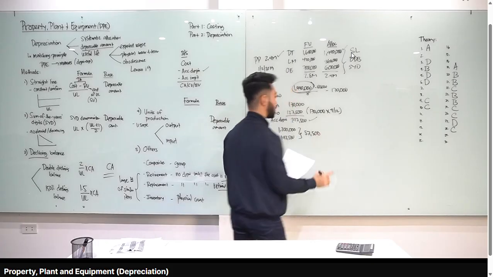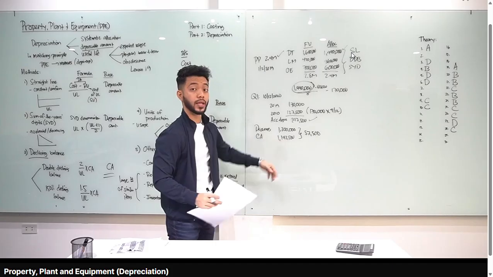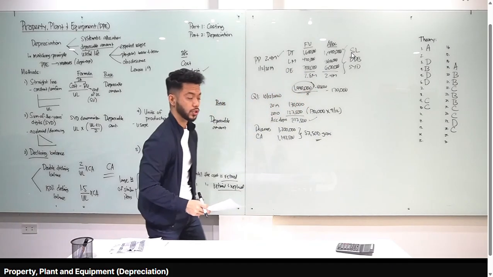So, class yung 57,500 ano yan? Is this gain or loss? Binenta mo for 1.2. Ang binigay mo lang is 1,142,500. Panalo tayo dyan. So, therefore, we have a gain of 57,500. Letter B for question number 1.